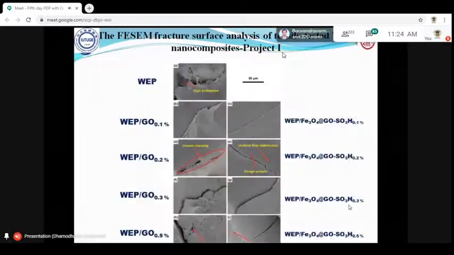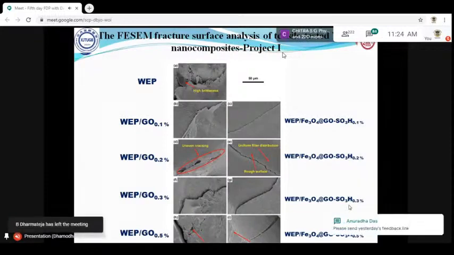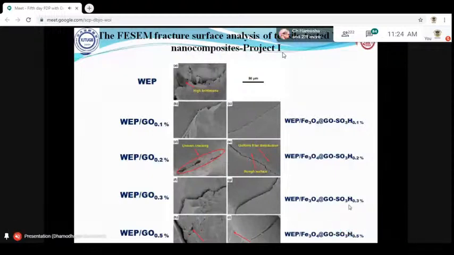So we just want to check why the mechanical property is increasing and decreasing. The trend has been quantified with the assistance of fracture surface by SEM analysis. Here we can see the WEP has high brittleness and a lot of micropores on the surface.